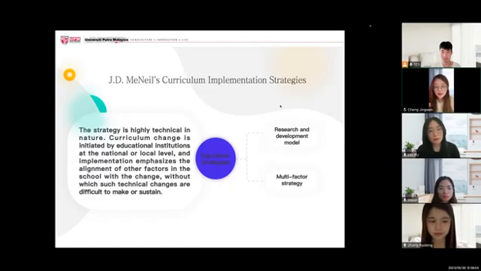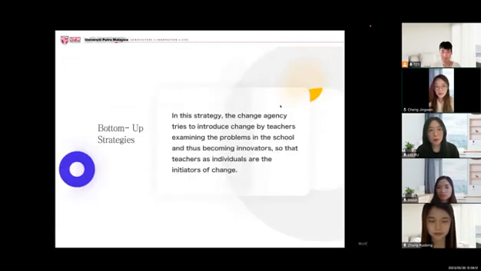In this strategy, there are two different forms. The first one is the research and development model, and the other type of implementation strategy is the multi-factor strategy. So next one is bottom-up strategy. In this strategy, change is introduced by teachers examining the problems in the school and thus becoming innovators, so that teachers as individuals are the initiators for change.